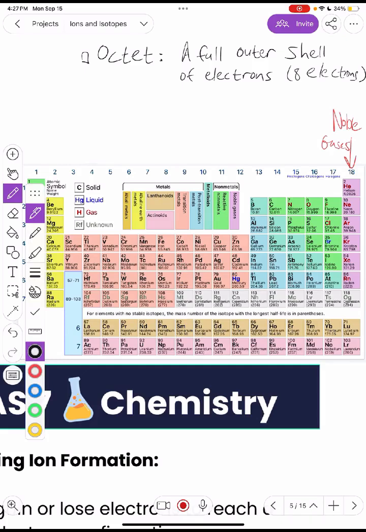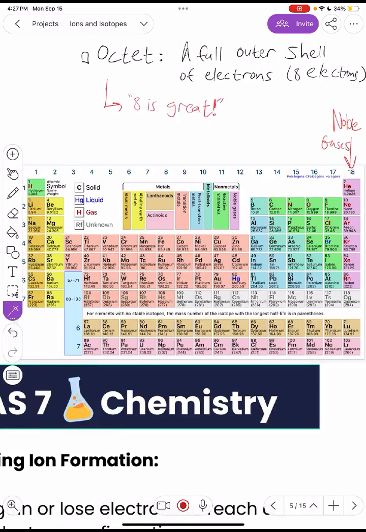Okay? Don't forget this phrase: 8 is great. 8 is great. That's an atom's motto. They always want to get that 8 outer shell of electrons. Oxygen's here. It needs 2 more electrons to get 8 in its outer shell, to get to the end.